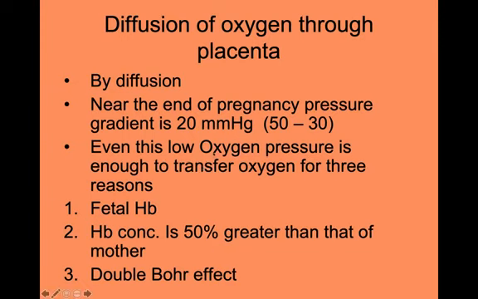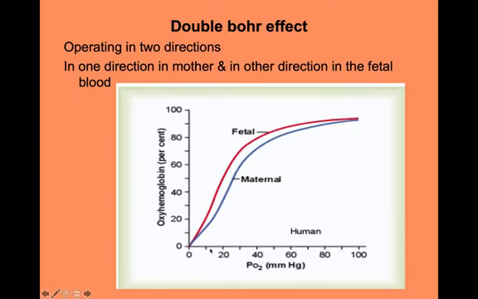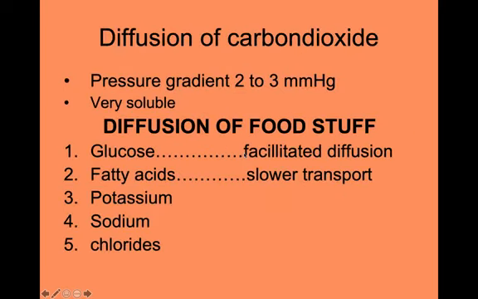Due to all these three effects, there is a very effective transport of oxygen across the membrane. Here you can see the hemoglobin oxygen dissociation curve, which shifts toward the left in case of fetal circulation.